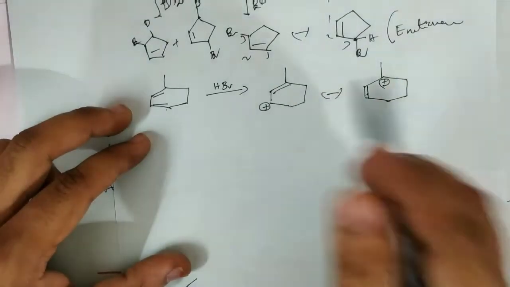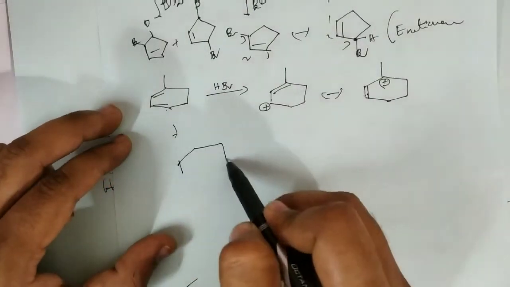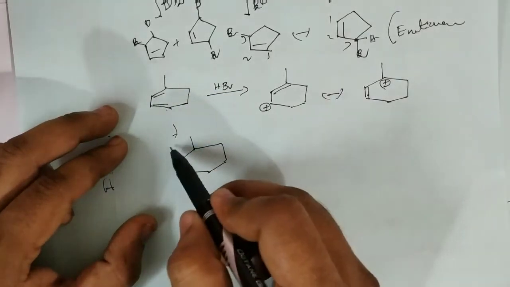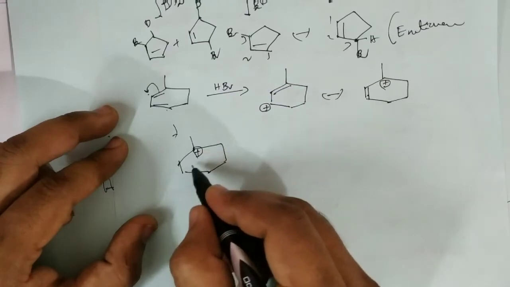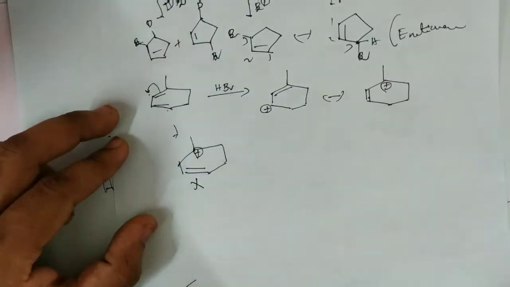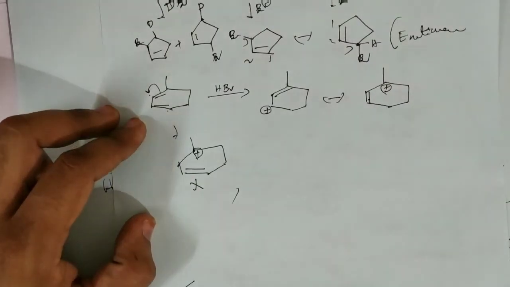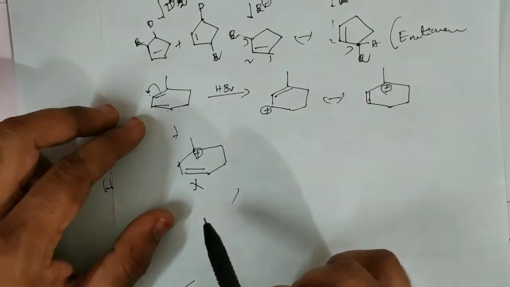Okay, that's it. So if you protonate this carbon, that means here H plus attacks on this one, we will get the tertiary carbocation, but it is not conjugated, so protonation on this carbon is not possible. So that's why protonation takes place on this carbon, we will get the stable carbocation.